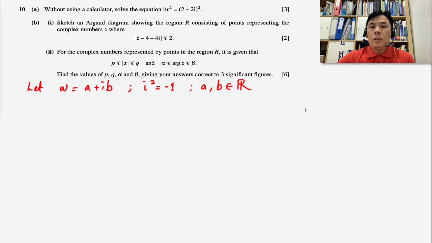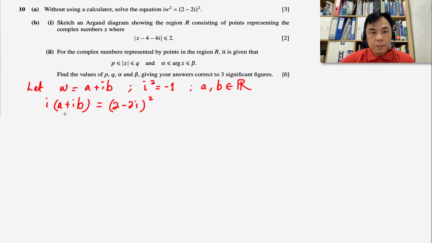Now, this is our condition that we need to set before we start solving this. All we need to do is just substitute this into this equation here. iw equal to this. It means ia plus ib is equal to 2 minus 2i squared here. Right. Now all we need to do is just expand the right hand side and then do a bit of modification on the left hand side.